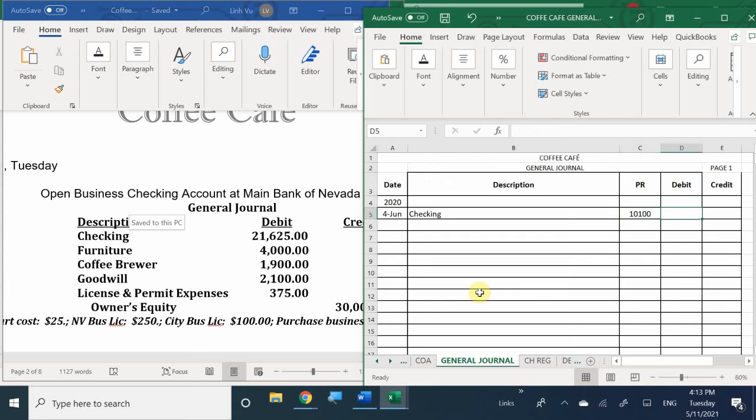Obviously, we made some cash expenditures, right? We paid things here and there. So therefore, how much leftover money should I have at the end of the day after incurring the furniture, the coffee brewer, the license, and the business name? The 21,625.